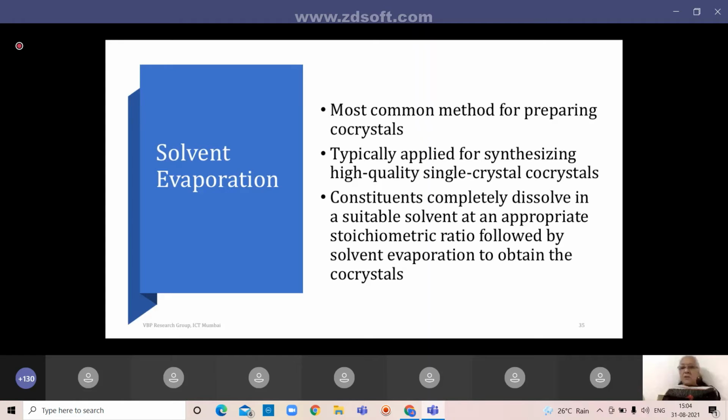Only thing is you're taking constituents, dissolving them in a solvent in appropriate stoichiometric ratio, and then evaporating off the solvent. In fact, many people, just to know whether the co-former is correct or not, will do this first. Because by this, you get very pure co-crystal. And if you do single crystal X-ray, you will know whether it is getting formed or not. XRD is the best method to tell you whether your co-crystal has got formed or not. But you have to do single crystal X-ray to know whether it is different from what has been reported or not.